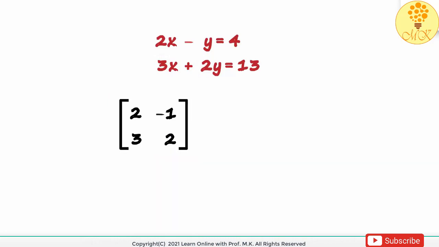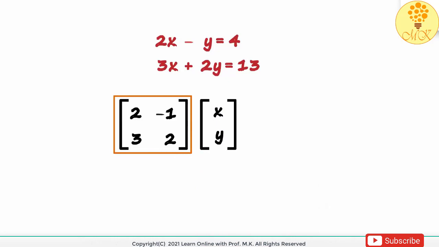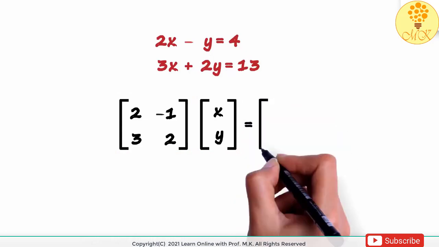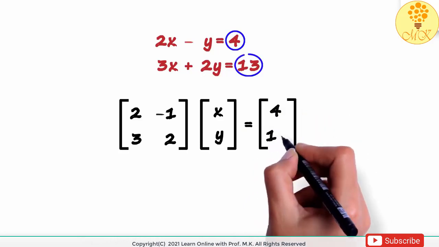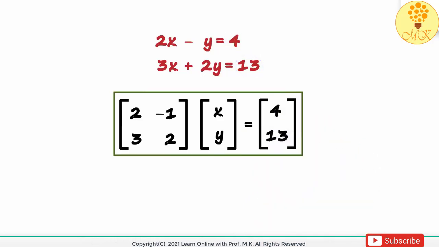And this will be multiplied with the matrix which has the column of variables. The variables are x and y. So a matrix with the coefficients multiplied with a matrix with the column of variables. And this product is equal to a matrix with the column of the constants on the right hand side. That will be 4 and 13. This is the matrix form of the above system of equations.